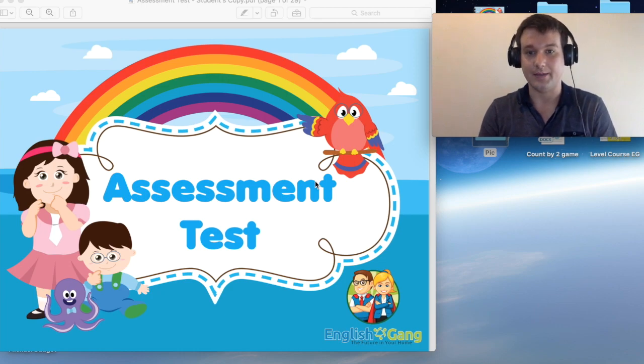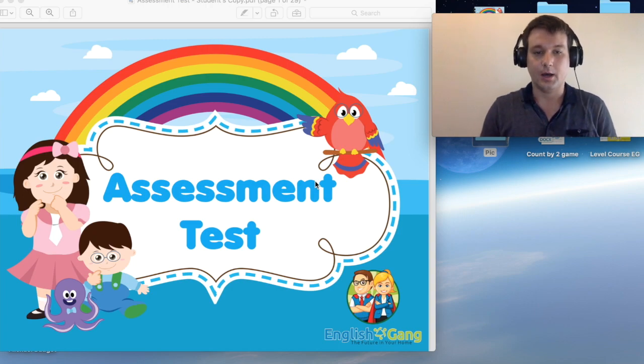An assessment test. With English Gang, we provide our own assessments, and this allows us to determine which placement the student will go to when completing our assessment test. When taking an assessment test, what we're looking for is the knowledge of the student's conversational level. How well can they speak English with you, the person who is assessing them?